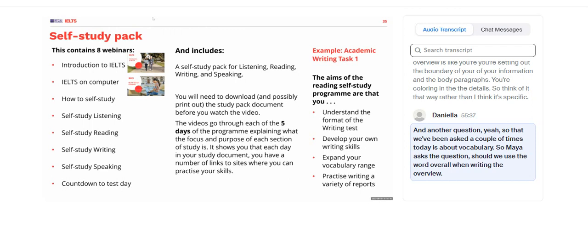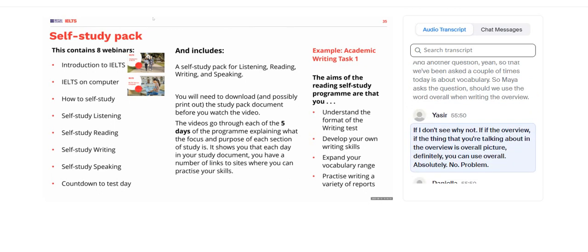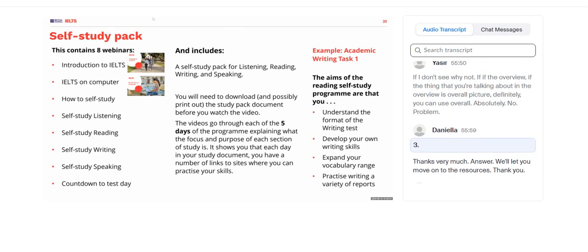Another question, Yasser, that we've been asked a couple of times today is about vocabulary. So Maya asks the question, should we use the word overall when writing the overview? I don't see why not. If the thing that you're talking about in the overview is the overall picture, definitely you can use overall. Absolutely no problem.